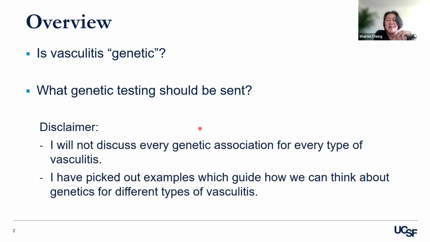I'm not going to discuss every single genetic association for every type of vasculitis that's ever been identified. I think we would all be bored to tears within seconds. That's not the goal today. So what I've really done is I've picked out examples which can guide how we think about genetics for different types of vasculitis. And the overarching principles illustrated by these examples can be applied to your specific form of vasculitis.